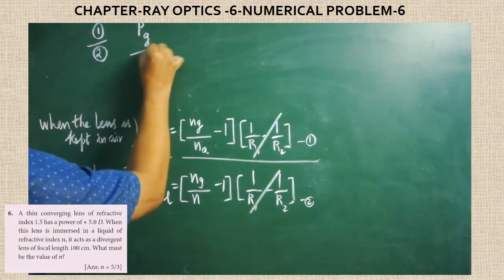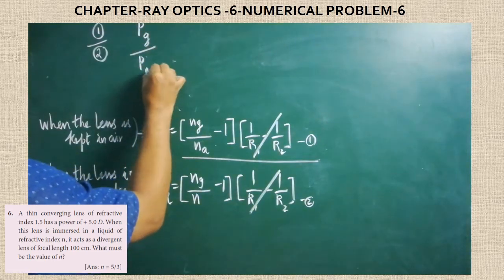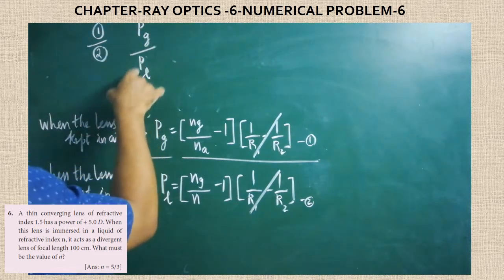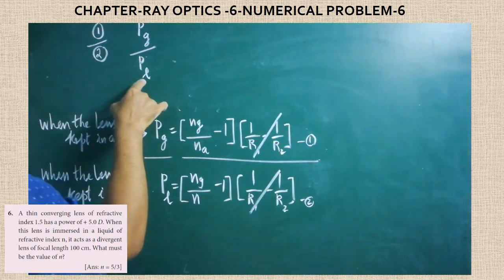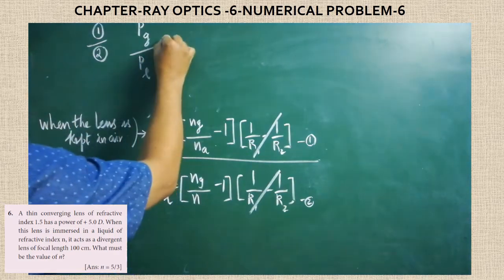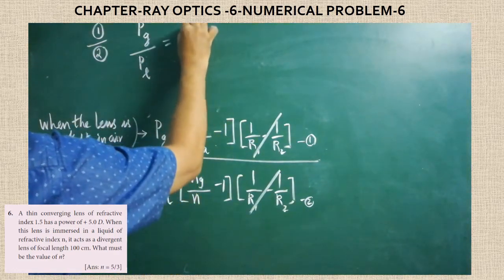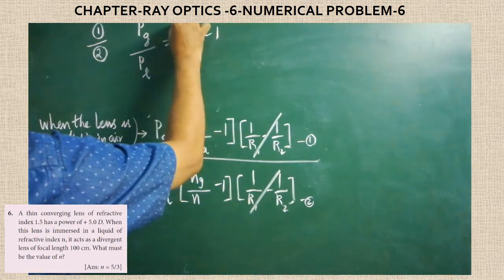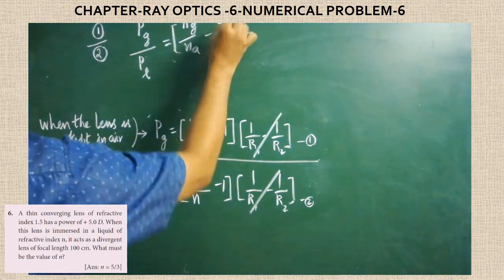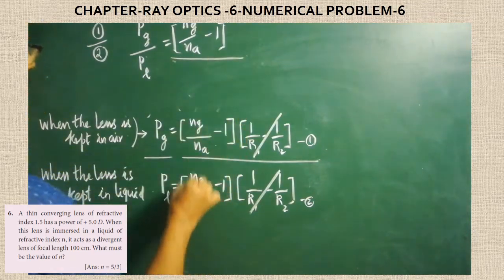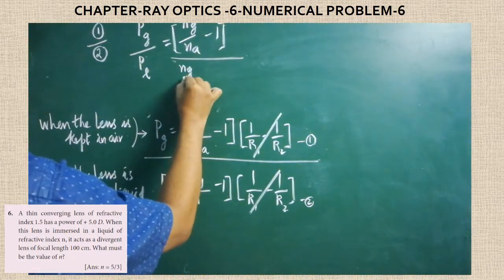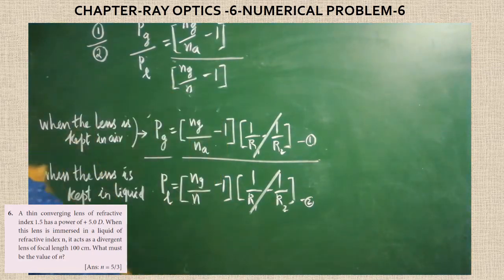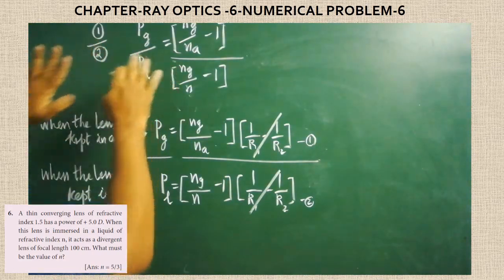Pg divided by PL: power of the glass lens in air medium divided by power of the lens when it is kept in liquid. So the remaining factor is Ng divided by Na minus 1, divided by, what is remaining in the denominator, Ng divided by n minus 1. That is the remaining formula. So this is the formula which is required for us.